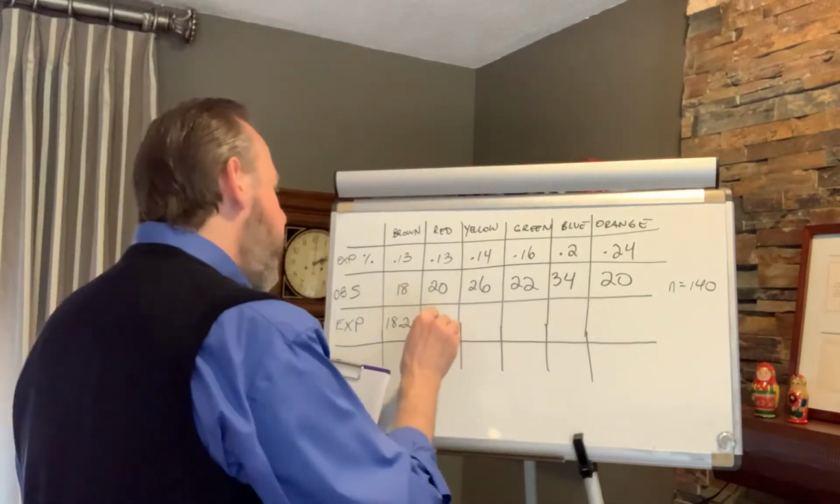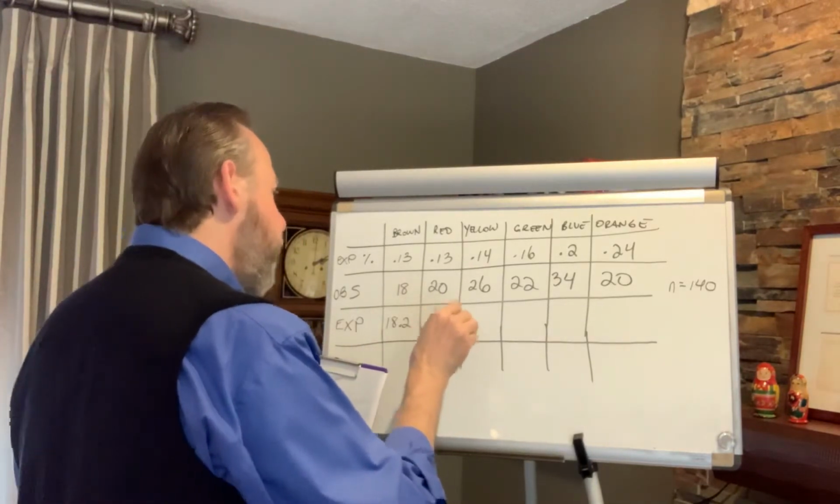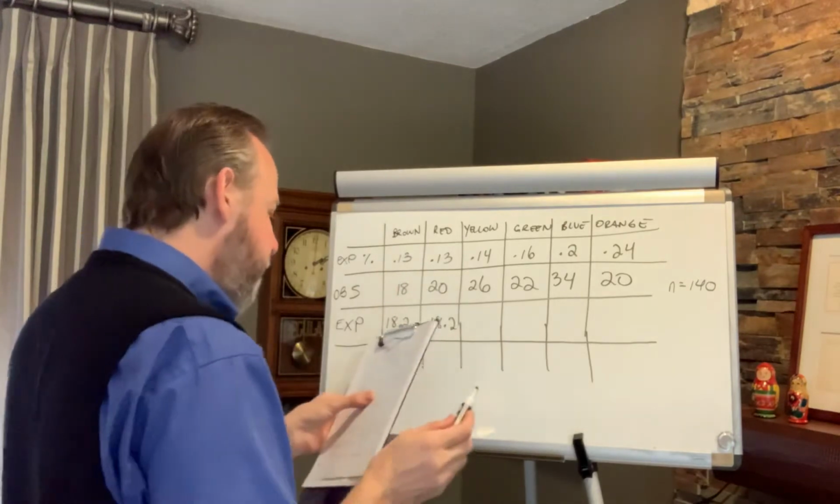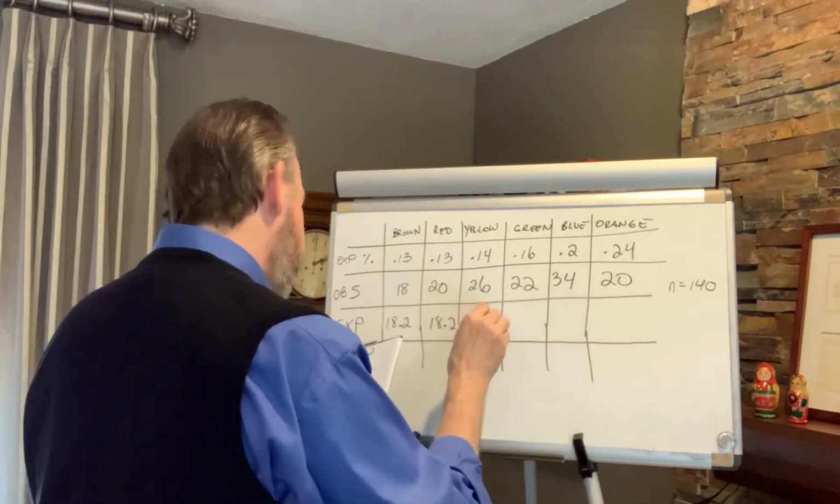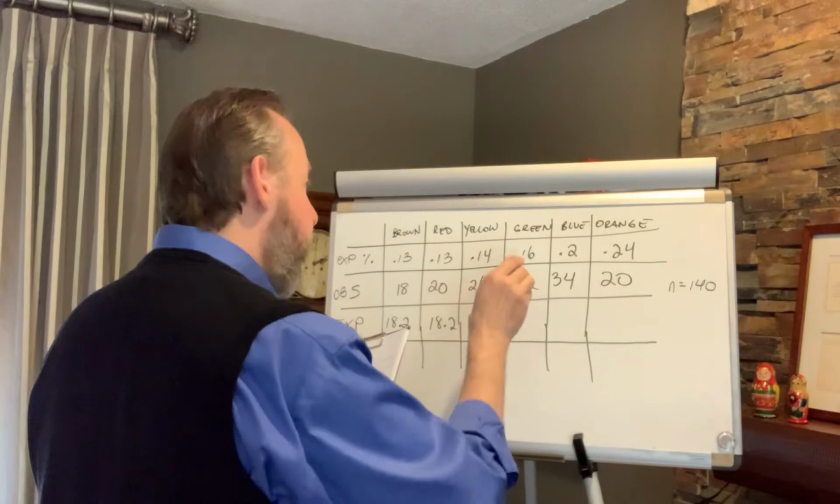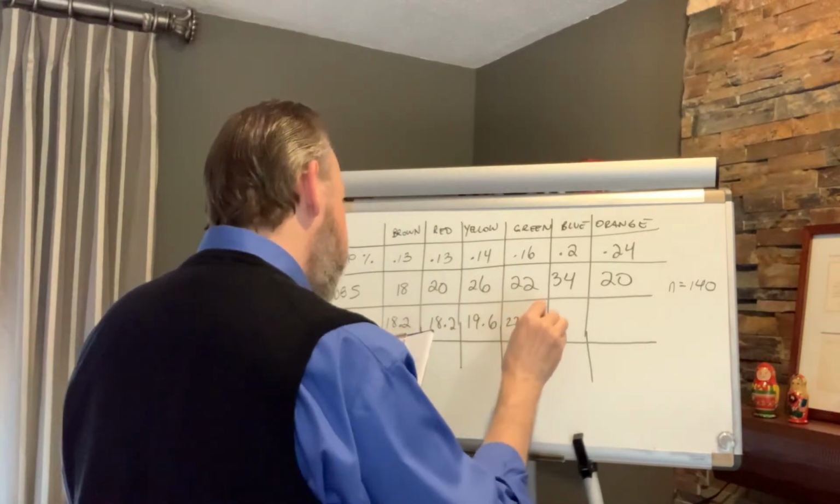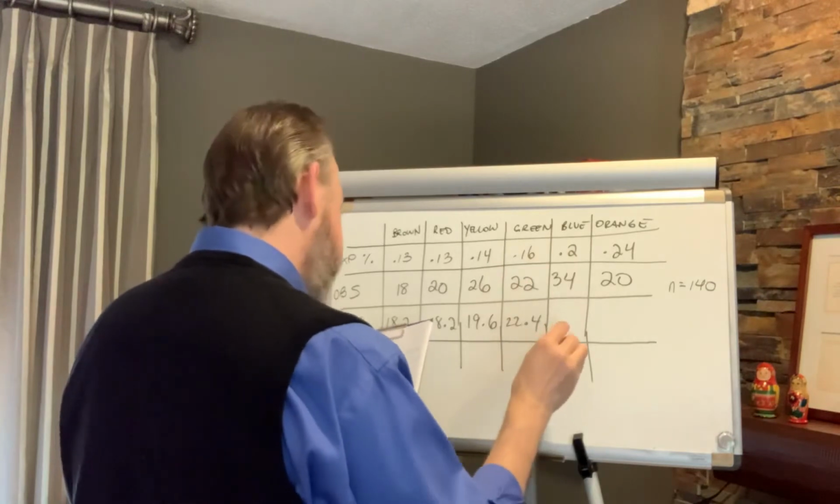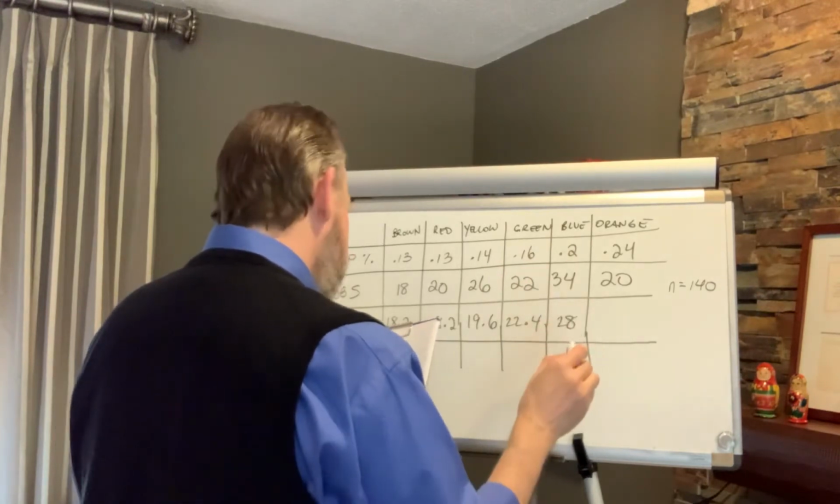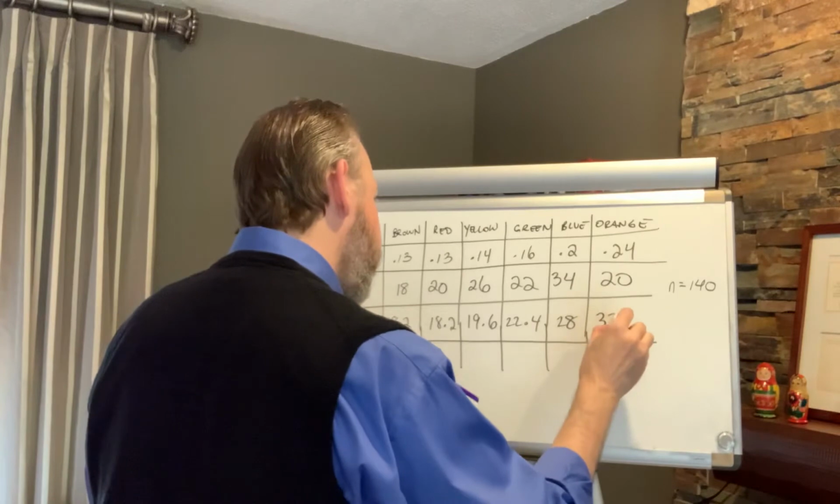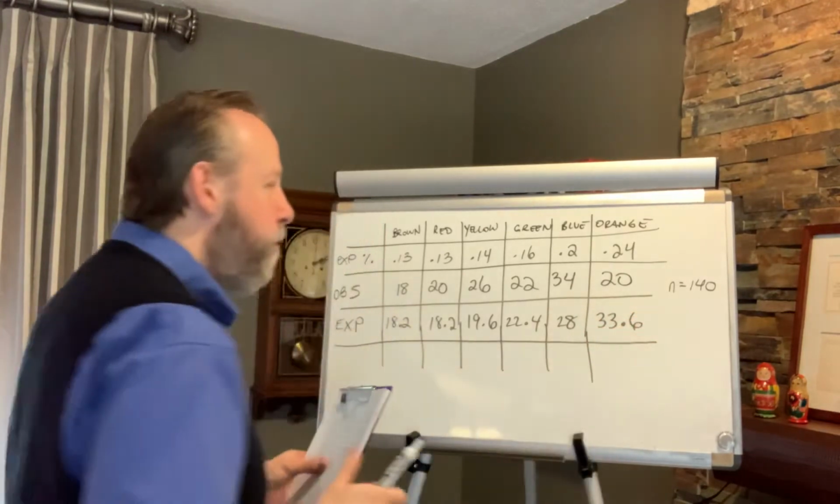Same thing for red, 18.2, because they also had 13% expected. 14% for yellow is 19.6. 16% for green, that's 22.4. 20% for blue, that's an even 28. And I expected 33.6 orange.